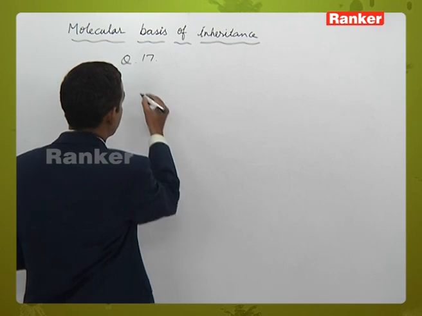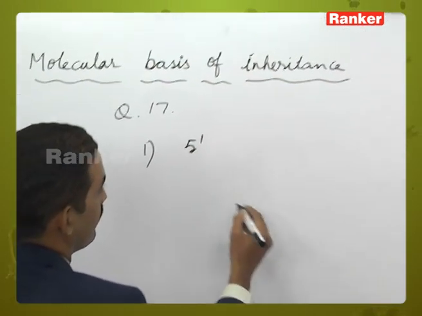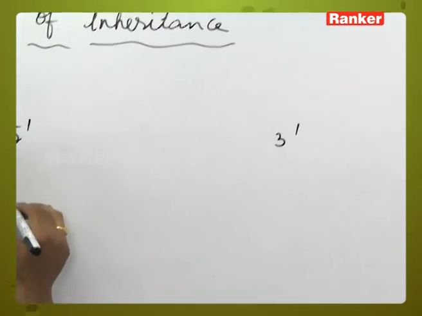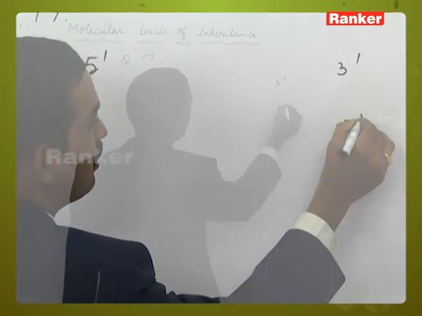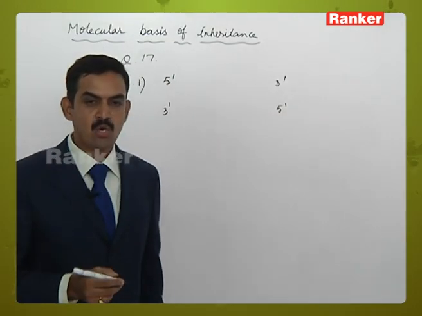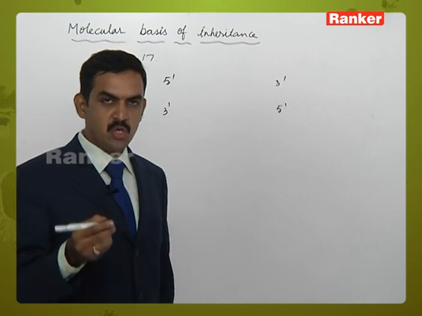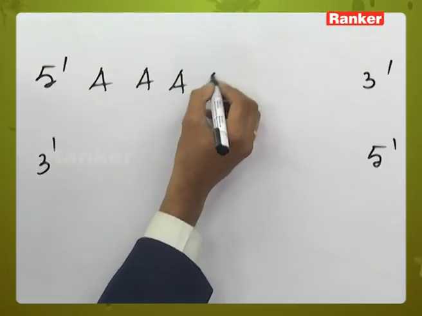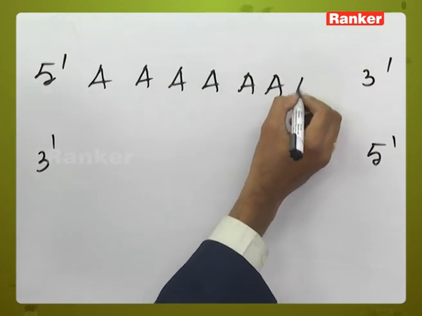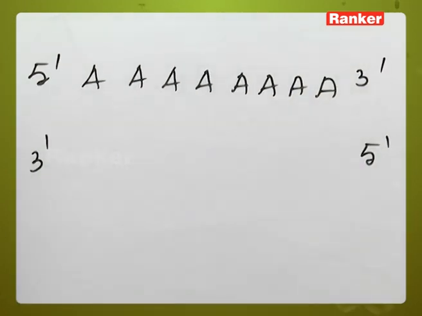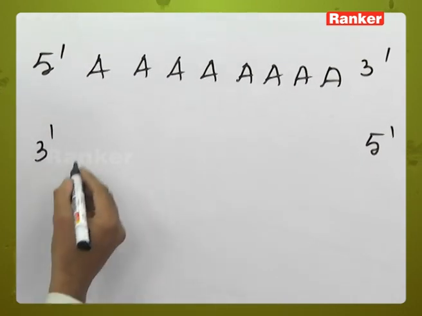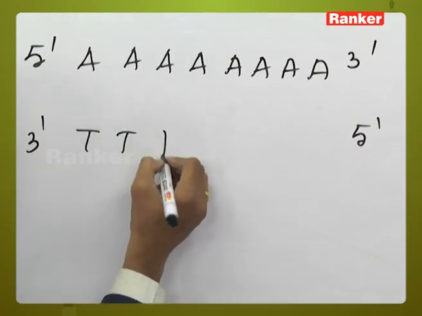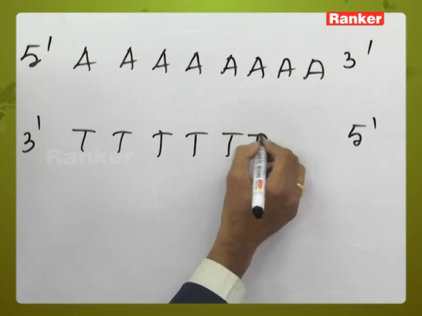So let us take the first one, 5' to 3', and second strand 3' to 5'. In this, the total number of nucleotides given is 8: adenine, adenine, adenine, adenine, adenine, adenine, adenine, adenine. A total of 8 adenines have been given. So the complementary will be thymine, 8 thymines will be there.